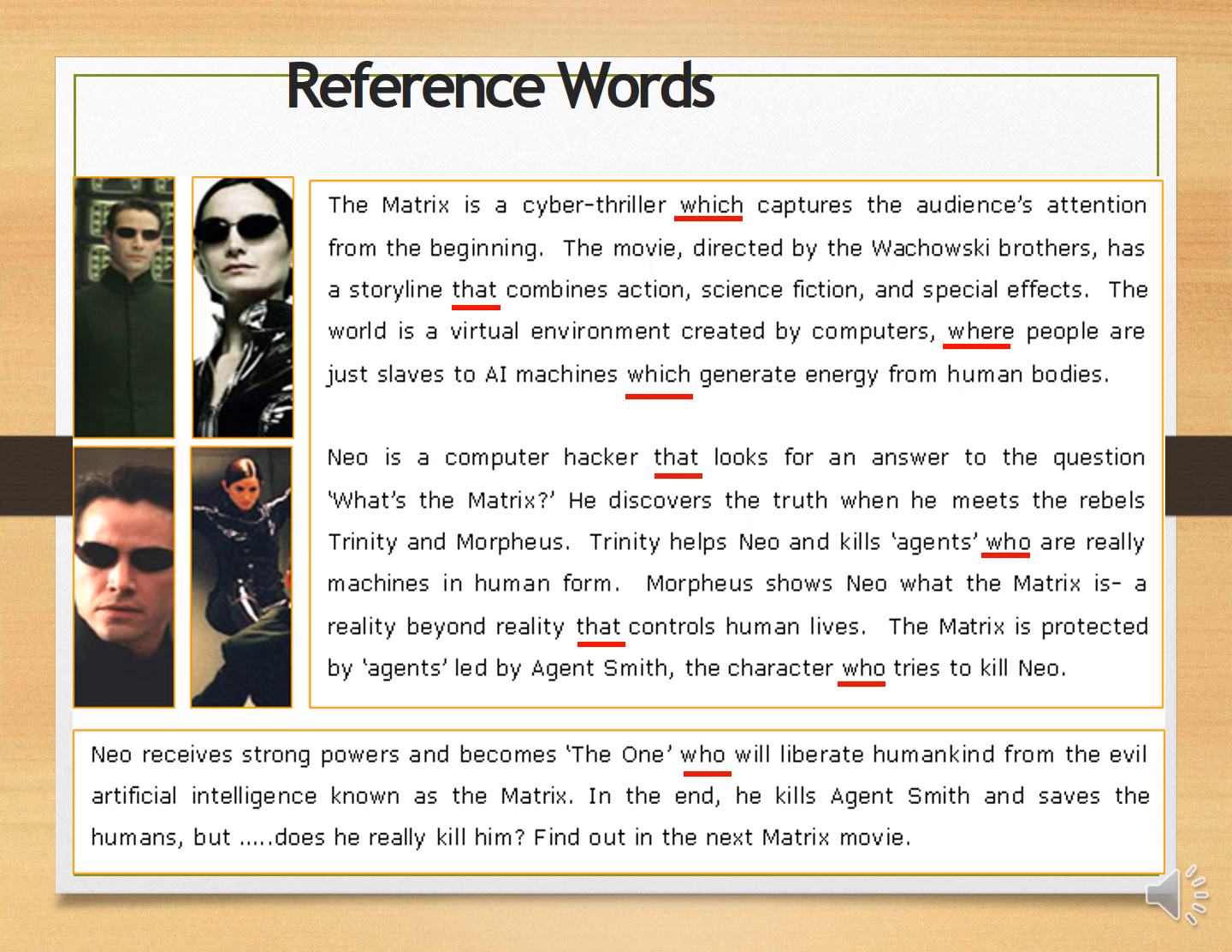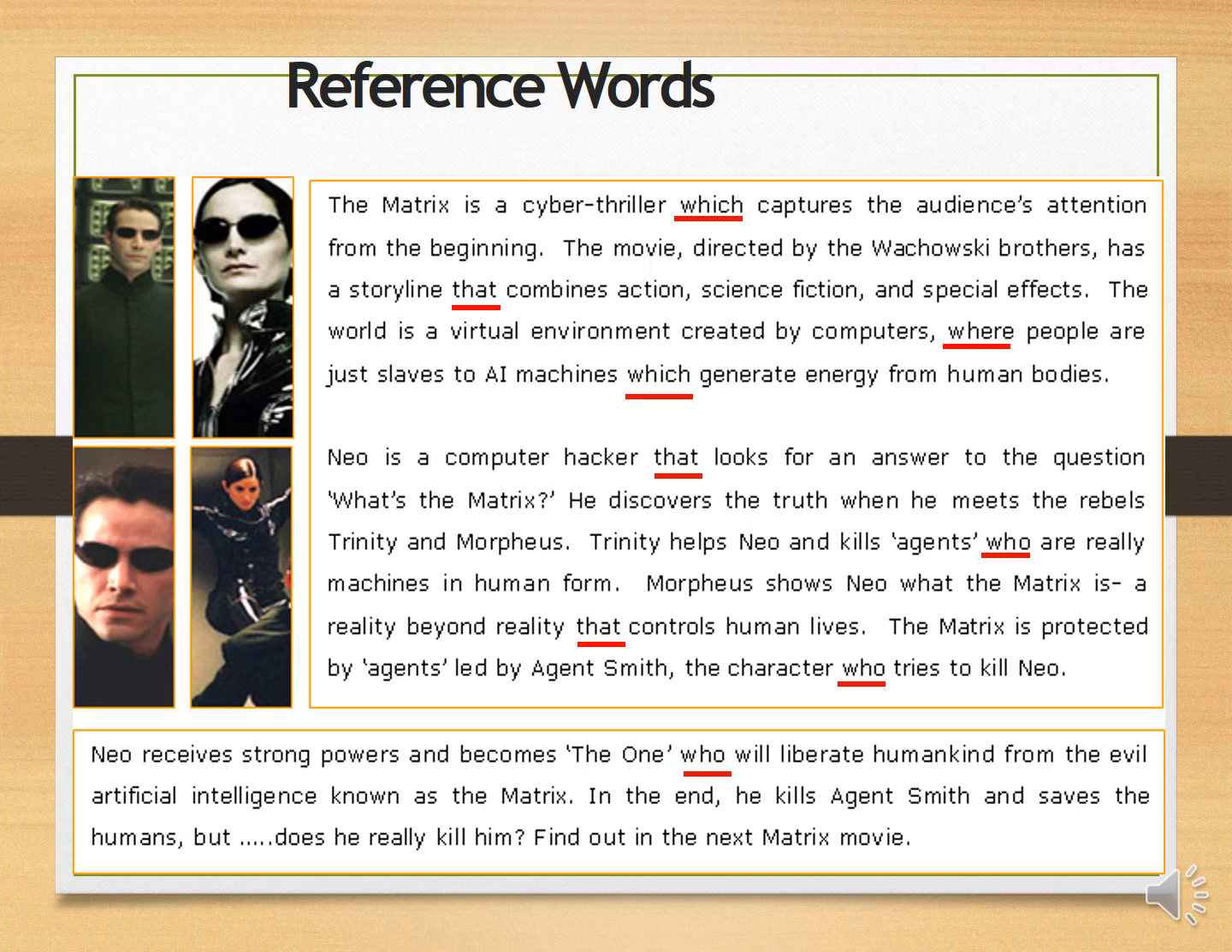The world is a virtual environment created by computers where people are just slaves to artificial intelligent machines which generate energy from human bodies. Neo is a computer hacker that looks for an answer to the question, what's the Matrix? He discovers the truth when he meets the rebels, Trinity, and Morpheus. Trinity helps Neo and kills agents who are really machines in human form. Morpheus shows Neo that the Matrix is a reality beyond reality that controls human lives.